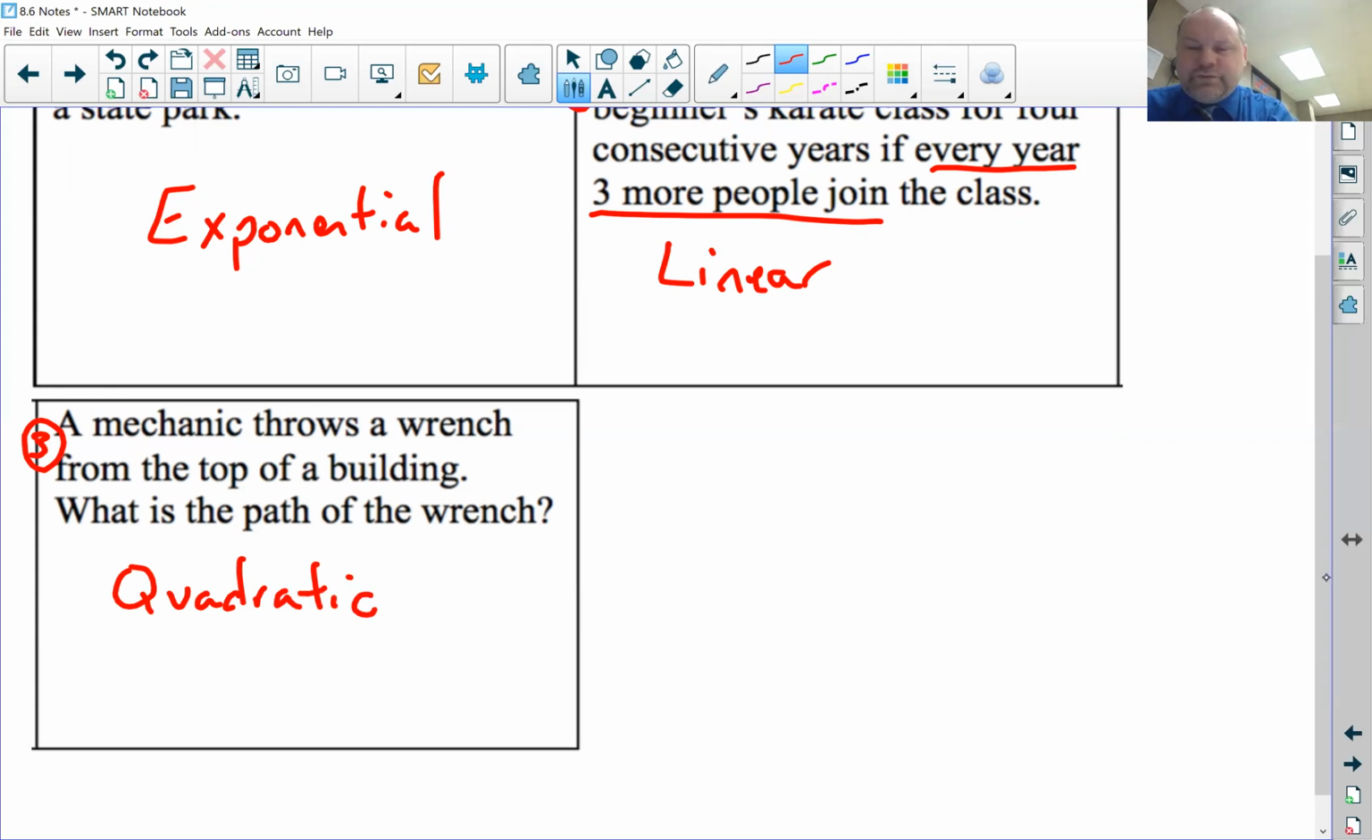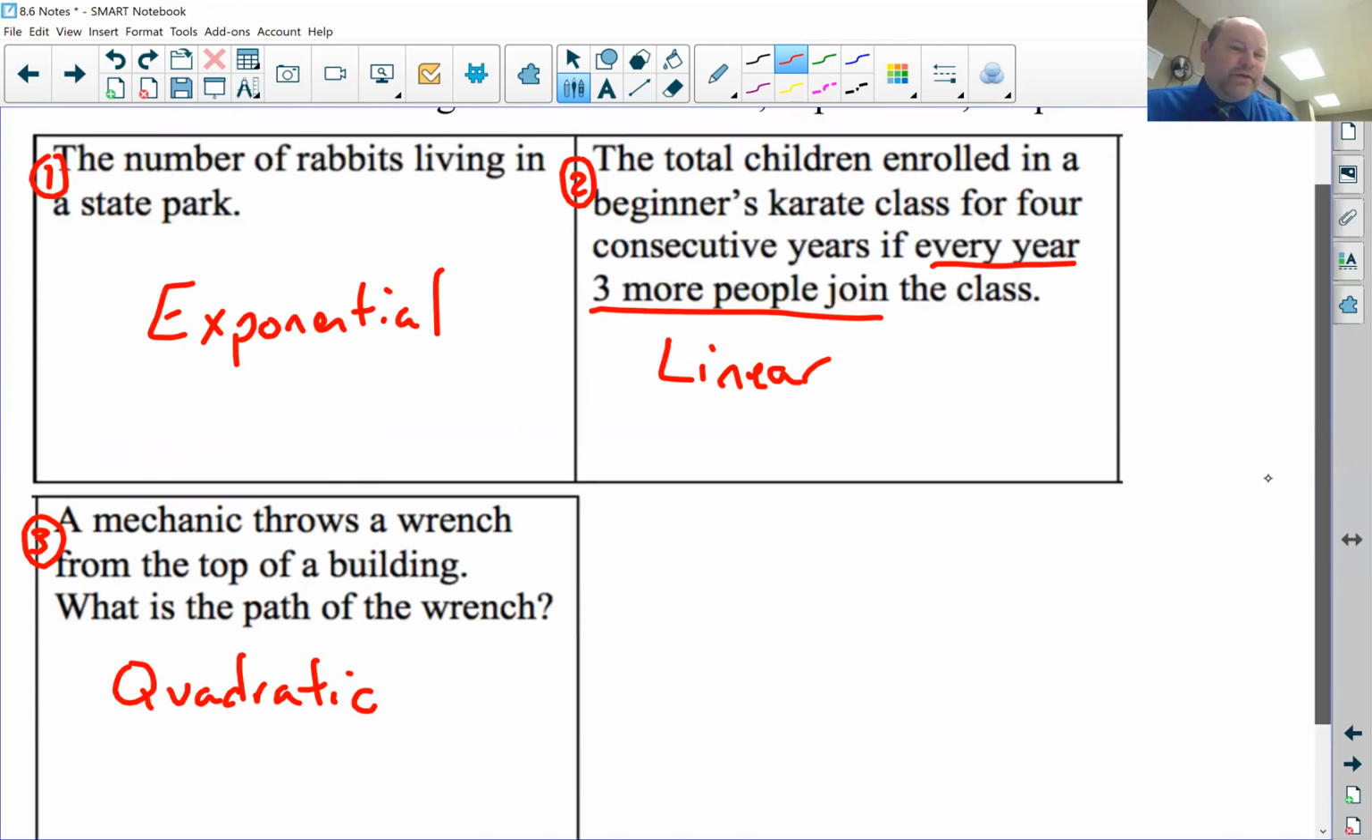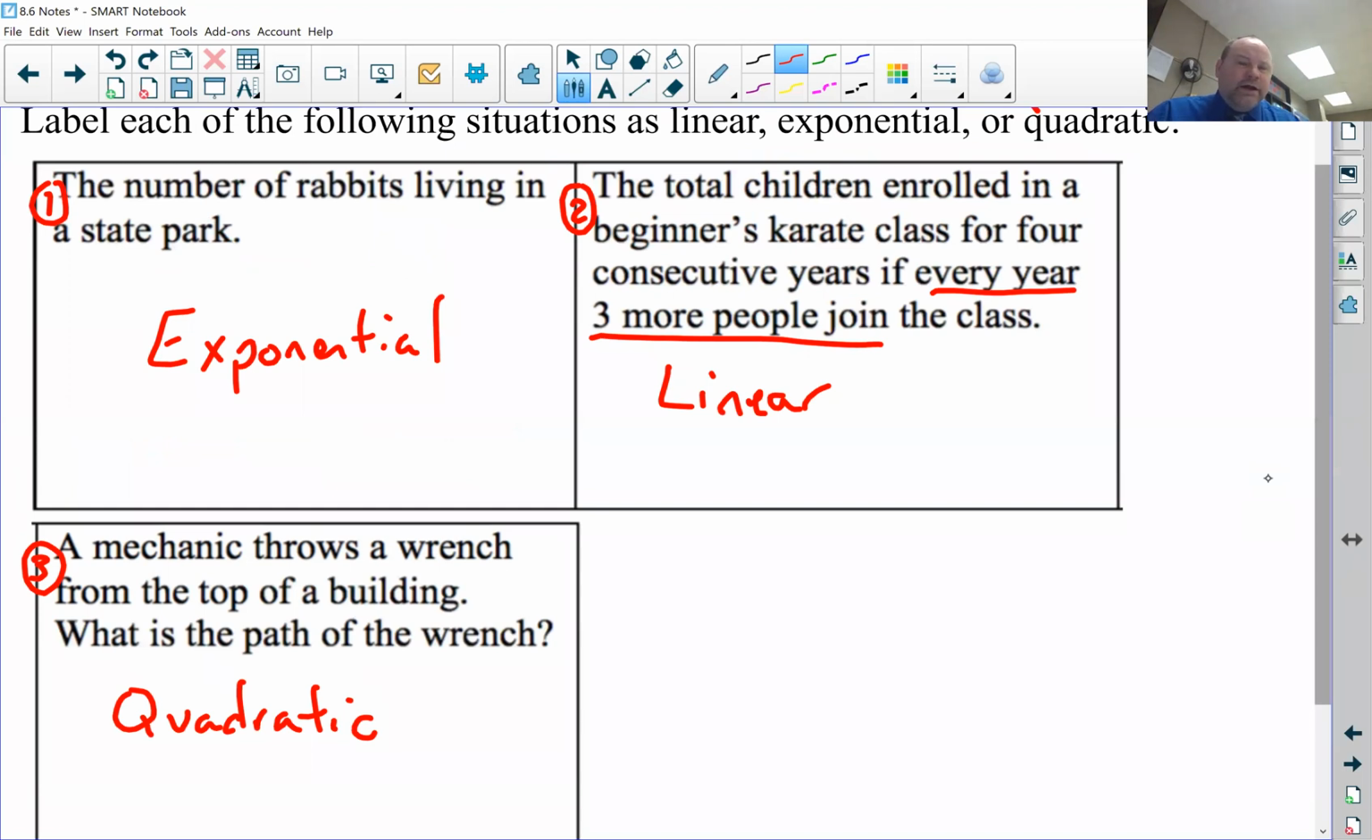Okay. So I know there were some that thought maybe the first one was quadratic. If it was quadratic, then the population would grow and reach a maximum and then decline. And usually with population, that doesn't happen. Now, it could, based on things like hunting or other things, but we're not going to put those other situations into our problem. All right.